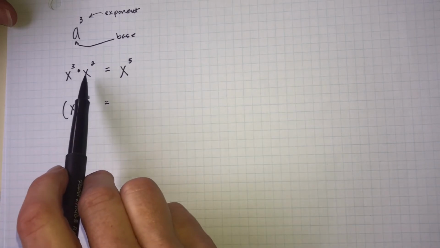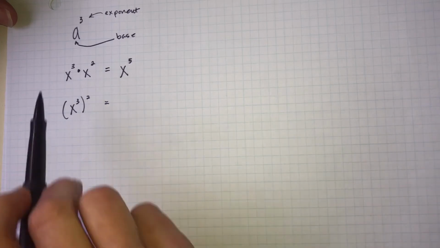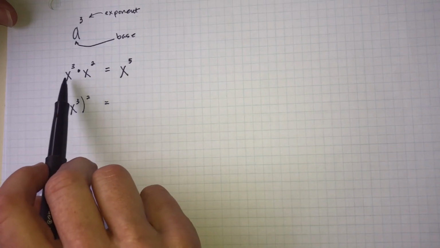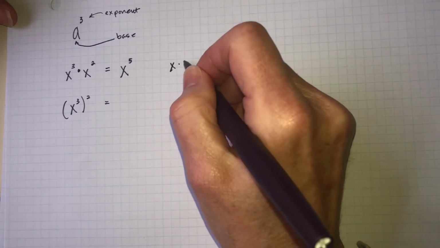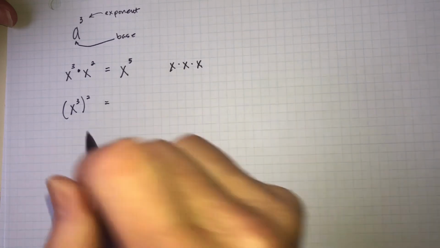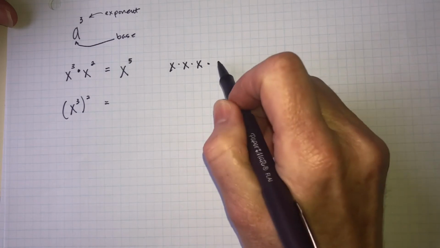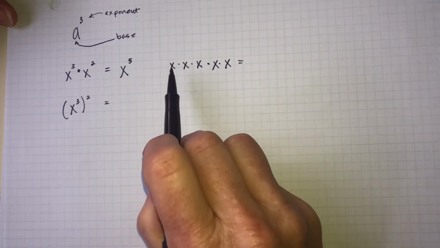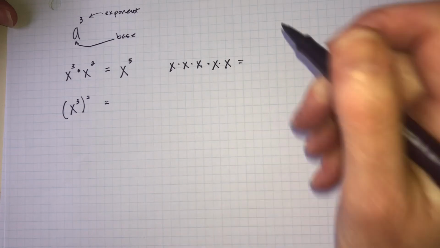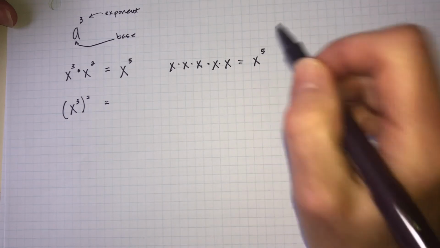Now you can also convince yourself of this by writing out the expanded form of x cubed times x squared. So x cubed would be 3 factors of x, times x squared, which is x times x. And so we have 1, 2, 3, 4, 5 factors of x, or x to the fifth.